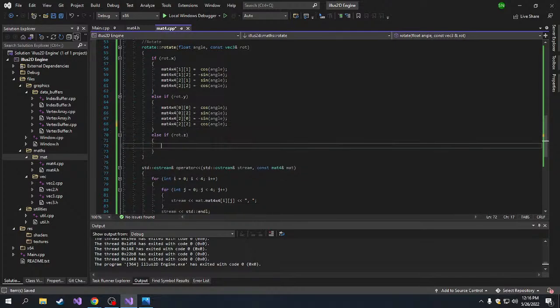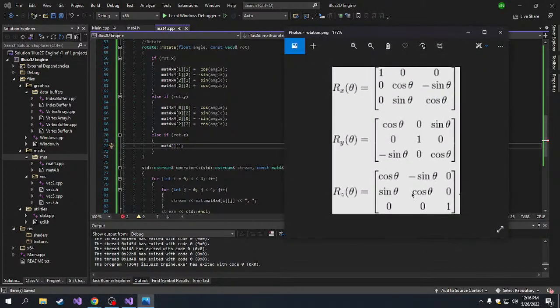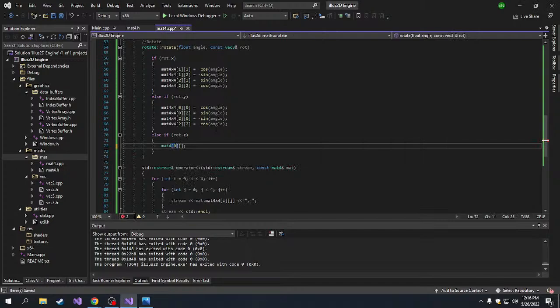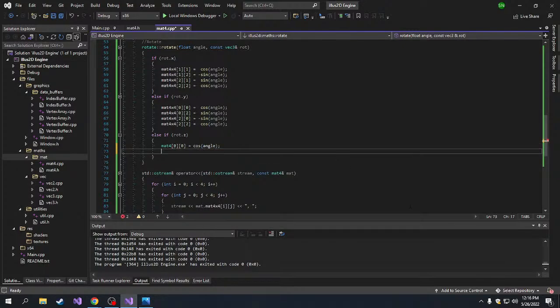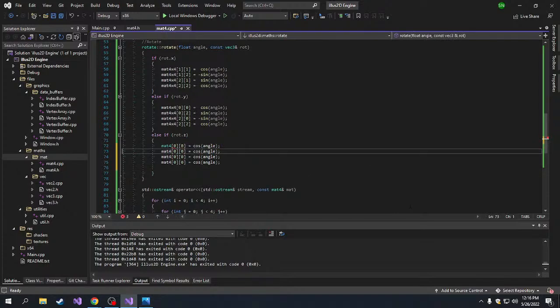Okay, so rotation around the z is gonna have some stuff as well. We'll have cosine of theta here, cosine of theta, negative sine of theta. So 0 0 is gonna have cosine of angle, 4 by 4 of course.